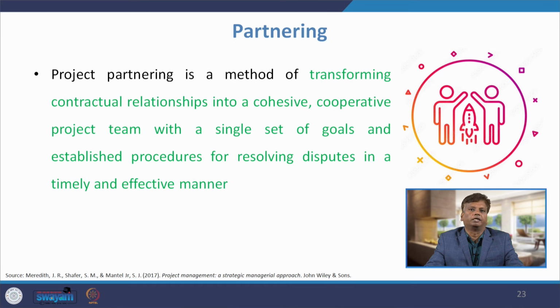Project partnering is a method of transforming contractual relationships into a cohesive, cooperative project team with a single set of goals and established procedures for resolving disputes in a timely and effective manner. This is the definition of partnering. So, here we are moving from a contractual relationship to a cohesive and cooperative relationship. In a contractual relationship, what will happen? The relationship between both parties will not be good. When you have partnering, you can easily achieve a cohesive and cooperative project.